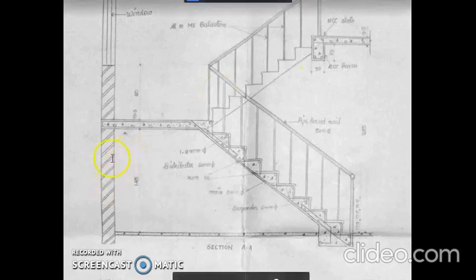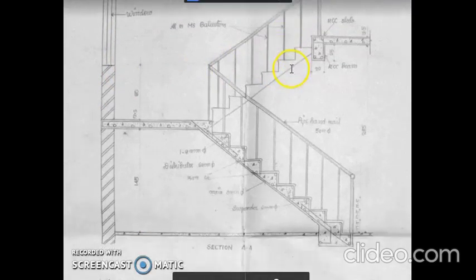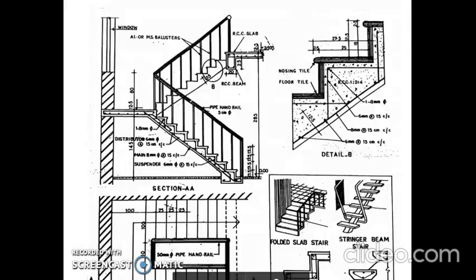And this wall thickness is 20, and here a window is placed, and the normal window marking should be given here. Okay, that's all about the RC staircase drawing. You have to draw these two figures, plan and section of this RC stair. No need to draw this detailing and all.